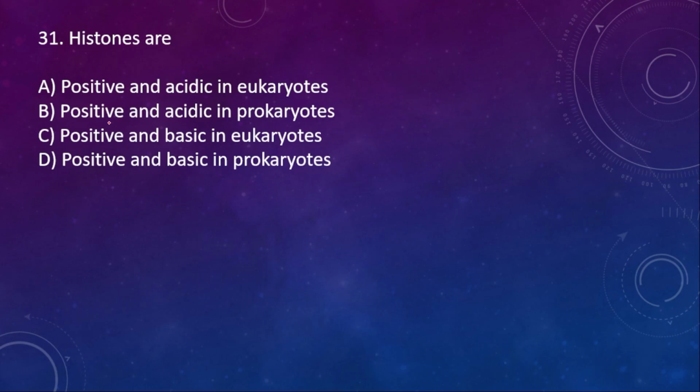Here the right option is that the charge is positive and they are basic in eukaryotes. So the right option is option C. Why is it positive and why is it basic in nature? Histones are very rich in lysine and arginine. They are amino acids. So due to the presence of lysine and arginine, which give positively charged side chains, this positive charge is crucial because it allows the histones to bind tightly to the DNA.